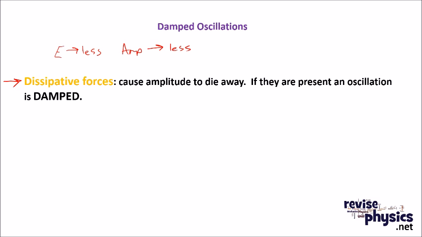So these dissipative forces can be anything from air resistance to friction, and what they will do is they will reduce the amplitude of your oscillation over time. And if a system is experiencing a dissipative force, we say that it is damped. Okay, we are damping down the oscillation.